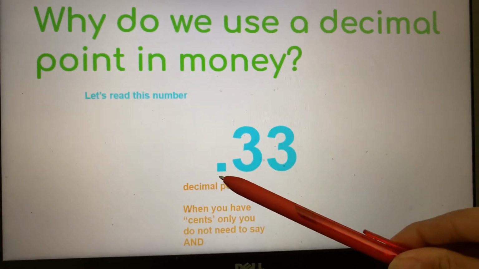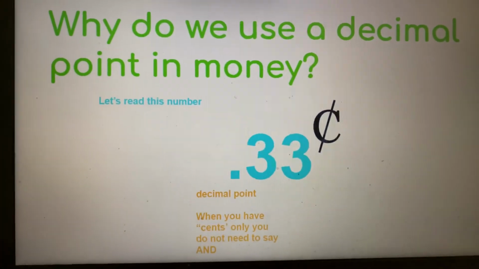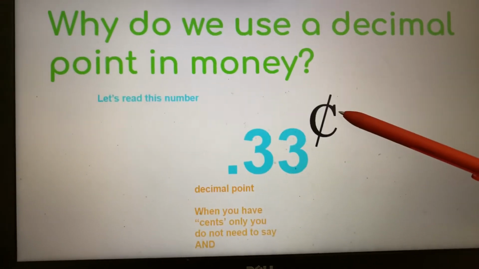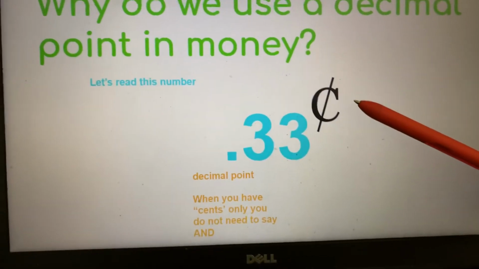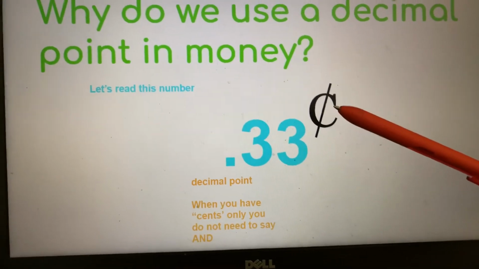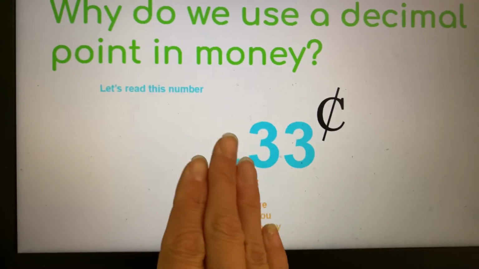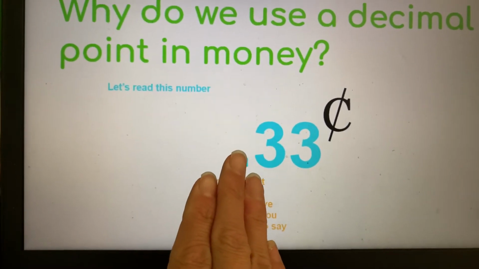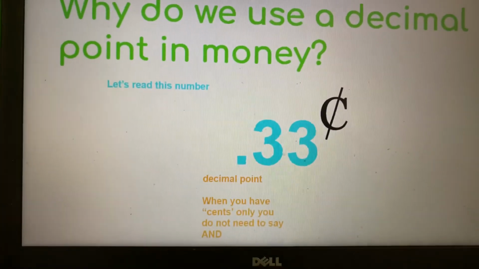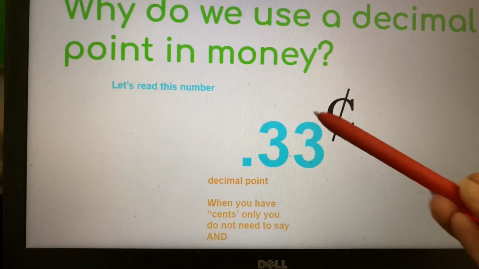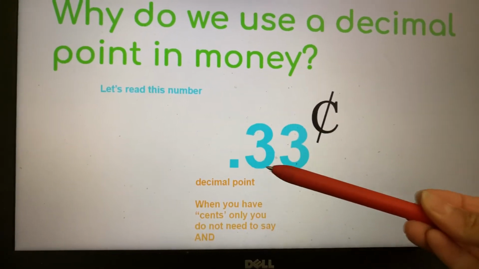The decimal point still is a decimal point, and you would see that symbol right there. When you see that symbol right there, that means you just have cents because that's the cent symbol. So in this case, this is 33 cents. We still use the decimal point. Sometimes you'll see that without the decimal point and it will just say 33 cents. However, you should get in the habit of using that decimal point before your cents. On the right side of our decimal point, this is our part of $1.